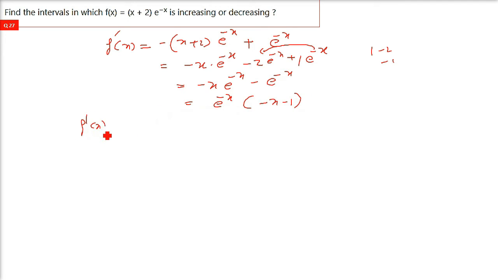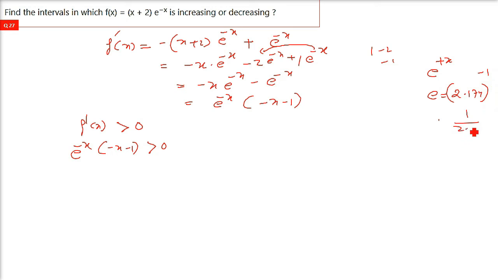So if it is increasing, f'(x) should be greater than 0. Differentiation should be greater than 0. That is, e^(-x)(-x - 1) should be greater than 0. And for the first part, see, if e has any power, it will always be positive. How? Because e is a constant value, 2.718 something. If you put minus 1 as the power or plus 1 as the power, both times you are going to get only a positive number. So e^(-x), whatever happens, will always be a positive value. It will always be greater than 0.